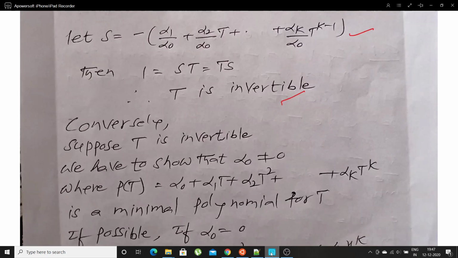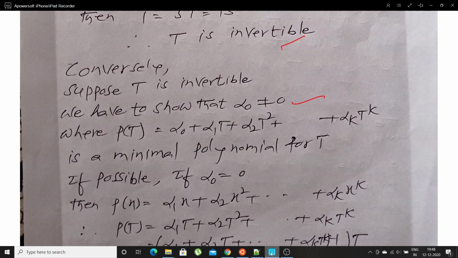if it is invertible, then we have to show that its minimal polynomial has a nonzero constant term. Minimal polynomial means p of t equal to 0, provided alpha naught, I mean the constant term, is not equal to 0. Okay. We have to show that the constant term is not equal to 0. That means alpha naught is not equal to 0. Where p of t means we have to replace x by t in a polynomial. We get this. Suppose, let me prove this result by contradiction method. Contradiction method means treating the constant term, that is alpha naught, equal to 0.